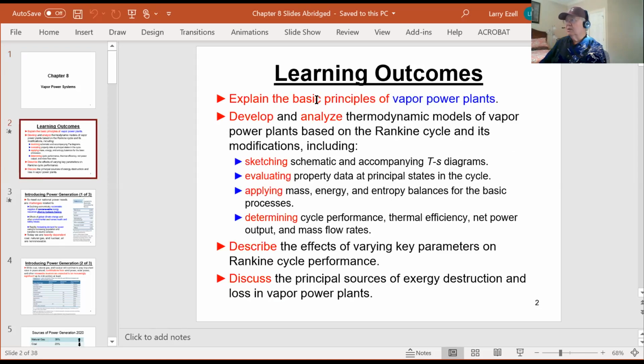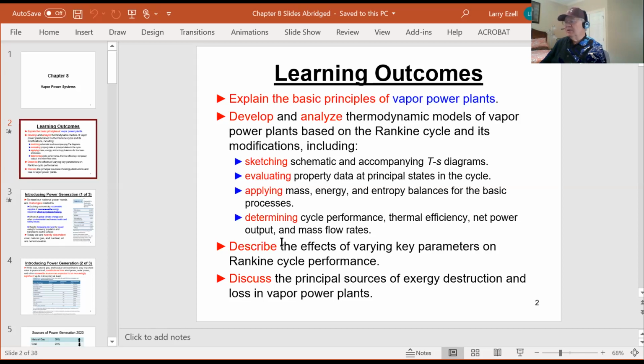The learning outcomes: we're just going to learn the vapor power system. And I'm going to use the slides a lot this morning. We'll explain the basic principle of vapor power and develop and analyze some of them, which is the biggest thing we're going to do. We're going to learn how to sketch the TS diagrams, evaluate the property data, apply the mass, energy and entropy balances, mostly mass and energy, some entropy, but not a lot, and determine the cycle performance: thermal efficiency, net power out, mass flow rates. We're going to determine all these things from the basic power cycle.